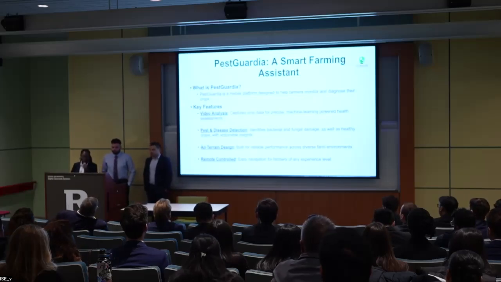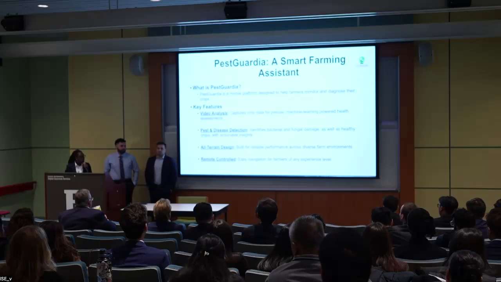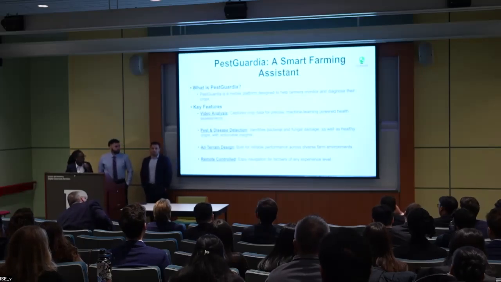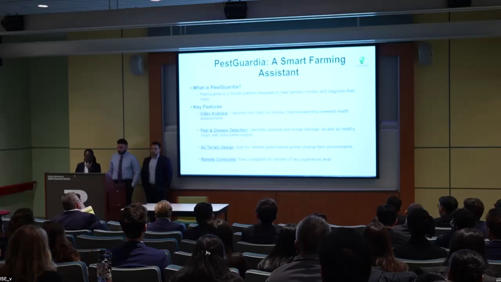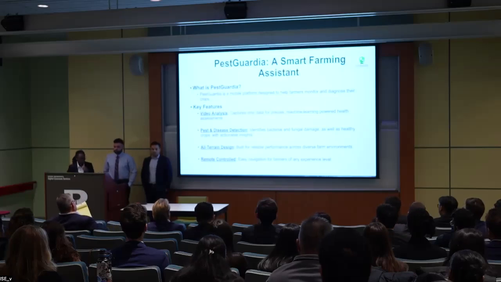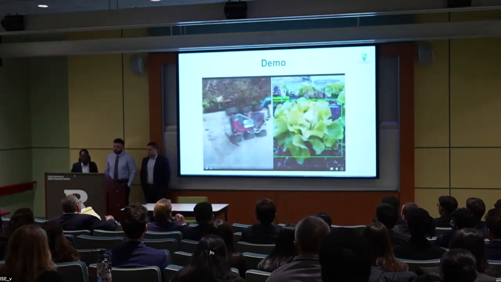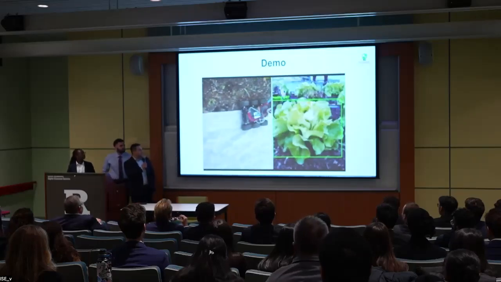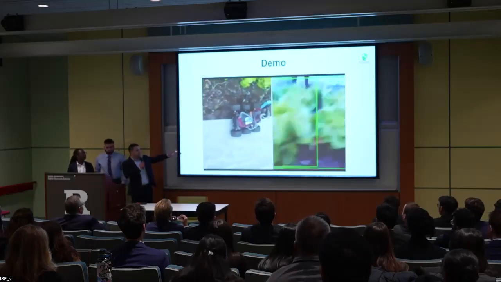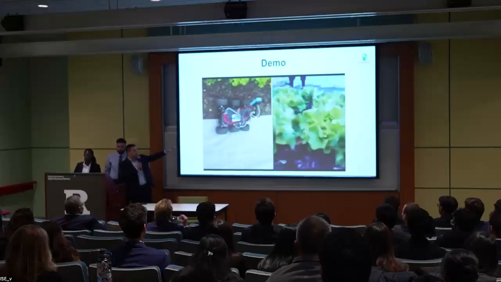Next, it's all-terrain. Pescardia is built for reliable performance across diverse farm environments. And lastly, it's remote controlled, making it easy for any farmer of any experience level to use it. Here you can see our robot in action as it's driving through the Rutgers Gardens rows while it's identifying the crops.